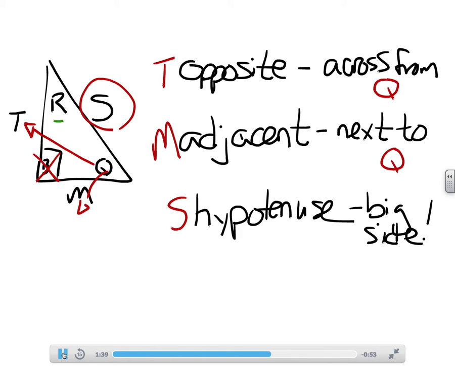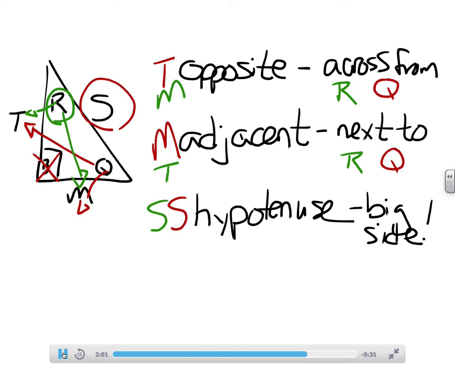If, on the other hand, we are looking at R. Now, compared to R, T is next to, so T would be adjacent to R. And across from R is side M, so M is going to be opposite of R. S is still the hypotenuse both times.